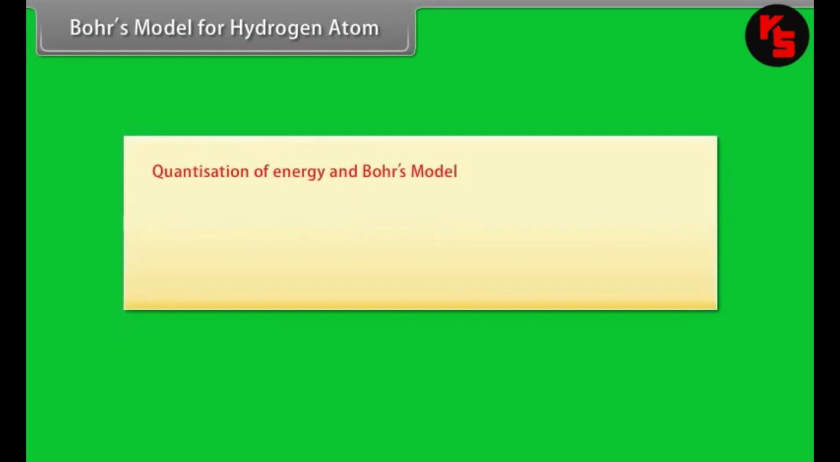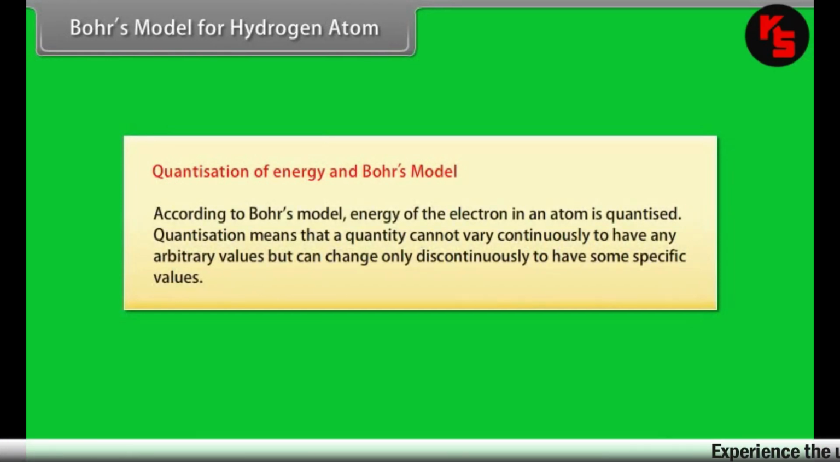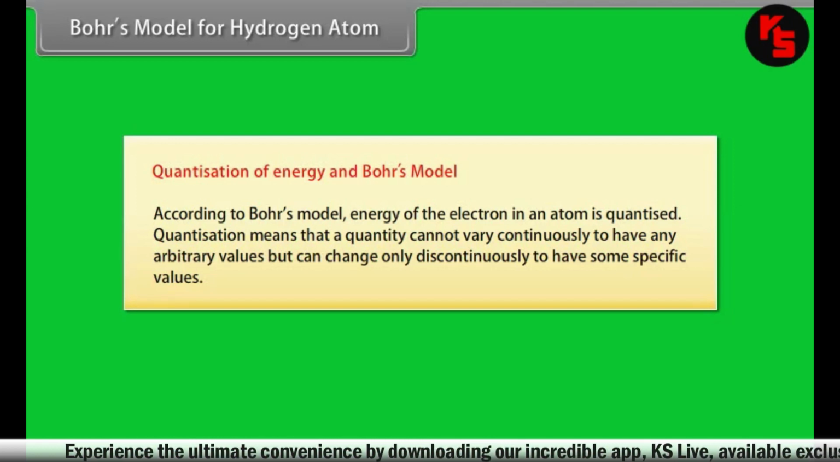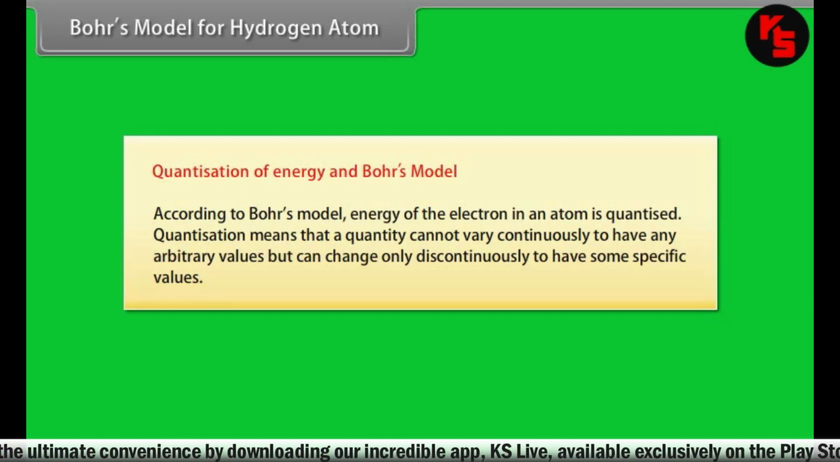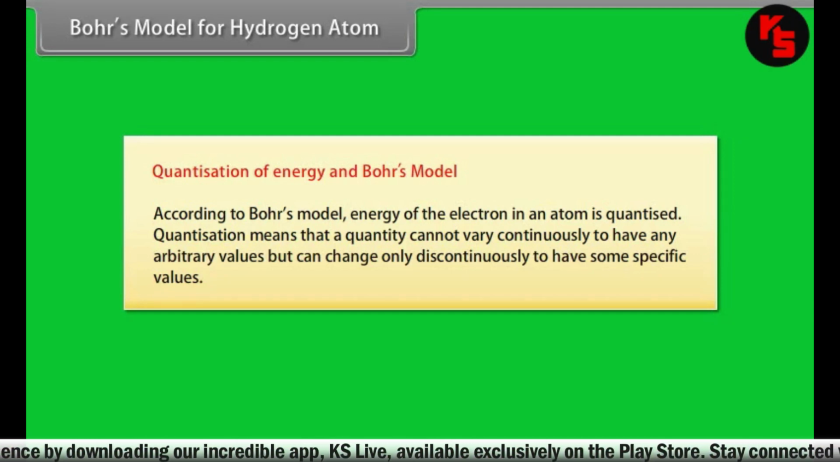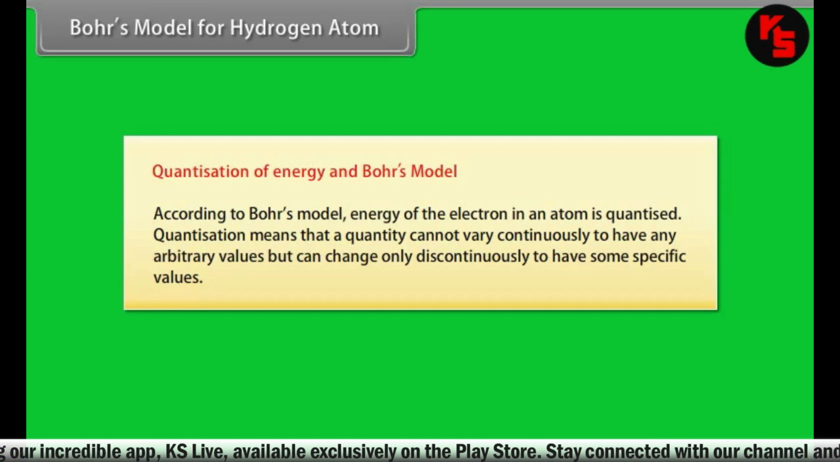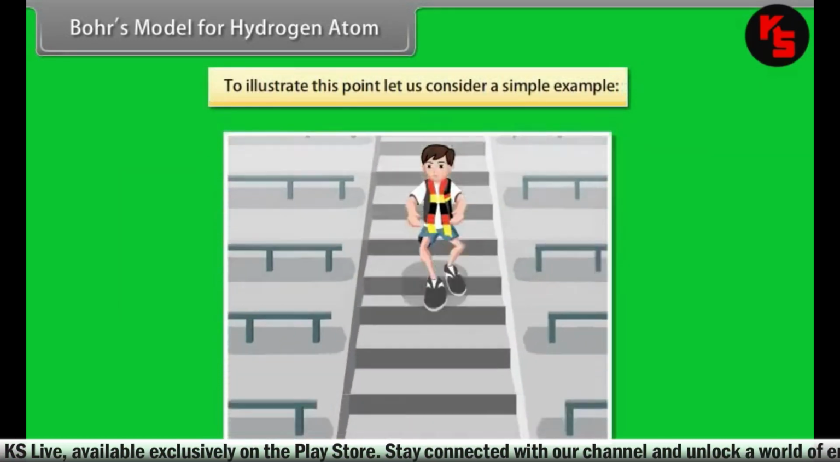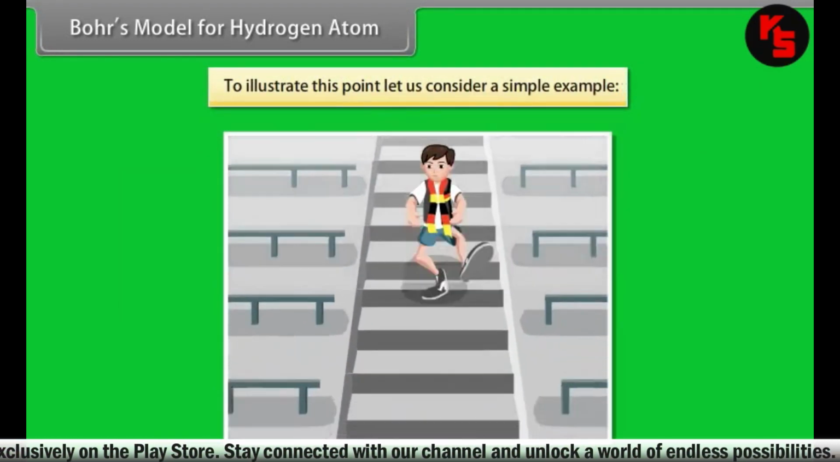Bohr's model for hydrogen atom. Quantization of energy and Bohr's model. According to Bohr's model, energy of the electron in an atom is quantized. Quantization means that a quantity cannot vary continuously to have any arbitrary values, but can change only discontinuously to have some specific values. To illustrate this point, let us consider a simple example.